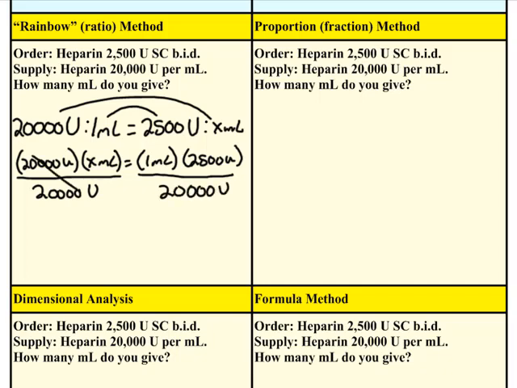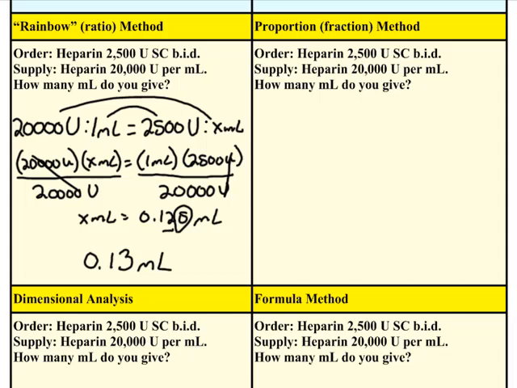In doing so, we discover that x milliliters is equal to 0.125 milliliters. Now, as this is a heparin dosage, we know we need to round to the hundredths place. The 2 is in the hundredths place, and the 5 tells us to round up. Therefore, we will administer 0.13 milliliters.